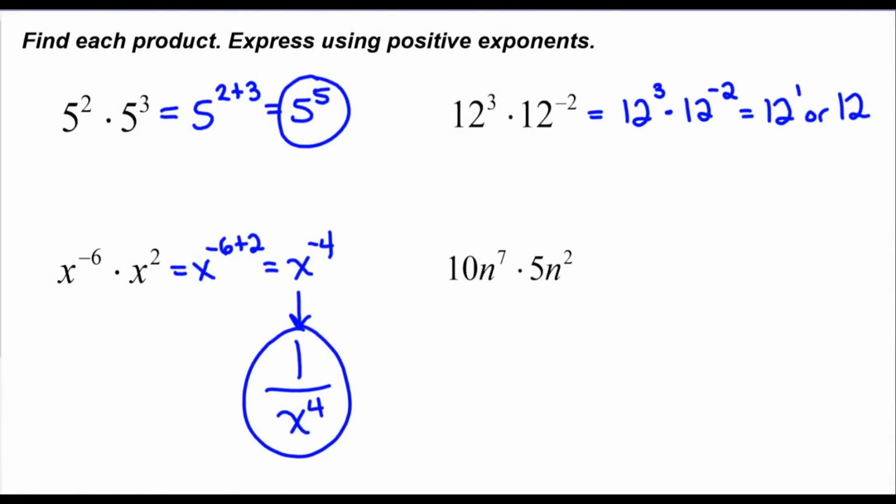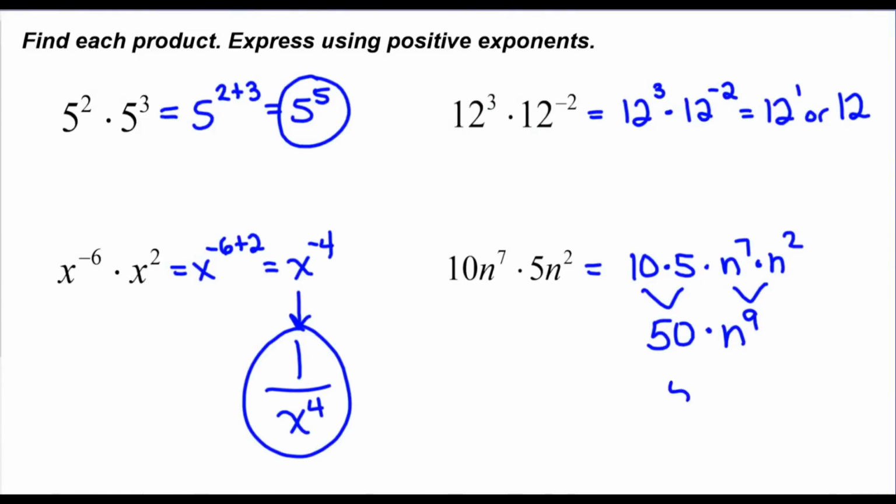to the fourth power. And then lastly, here we've got a lot going on in these monomials. Again, I'm going to use the commutative property to rearrange these a little bit. I'm going to put my numbers together, and I'm going to put my n's together here. 10 times 5 is 50. And the product of powers property says that n to the 7th times n squared is going to be n to the 9th power. So this is 50n to the 9th power.